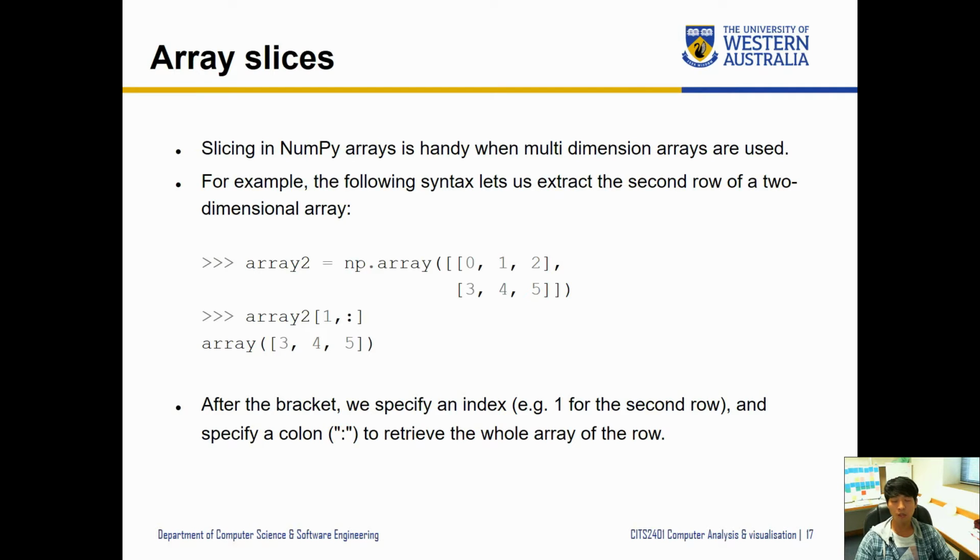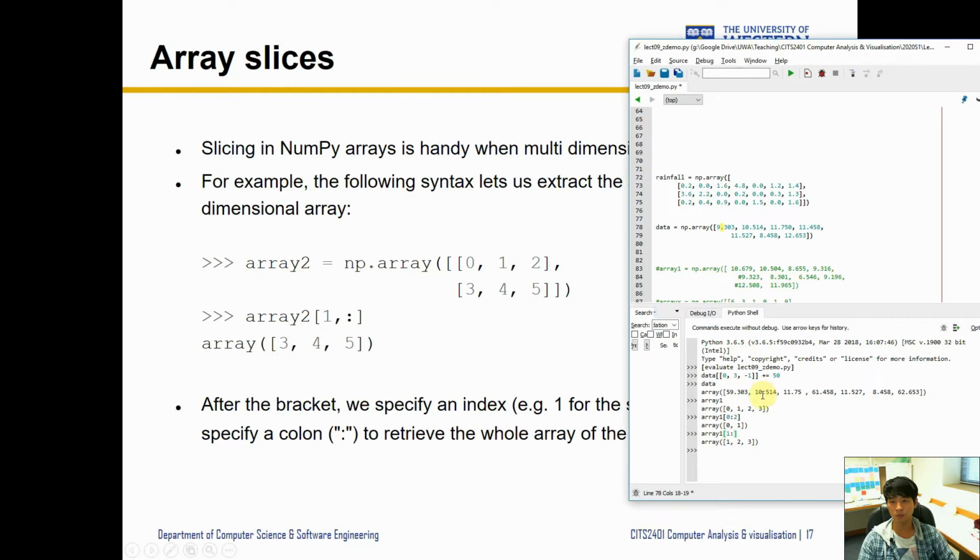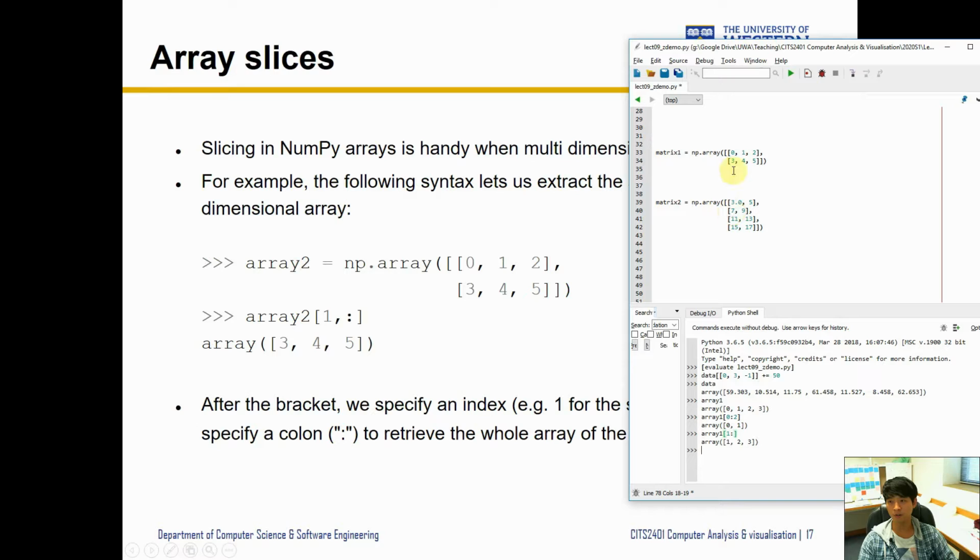The actual handy part comes when you're trying to slice multidimensional arrays in NumPy. For example, the following syntax lets us extract rows of a two-dimensional array. Let's create, what did I name this array? We'll use matrix 1, right? So matrix 1 is our multidimensional array.